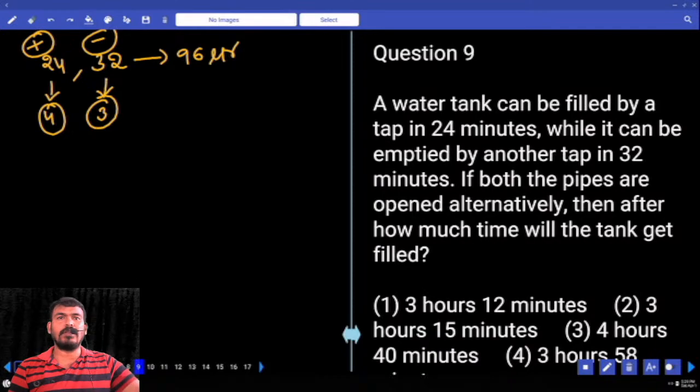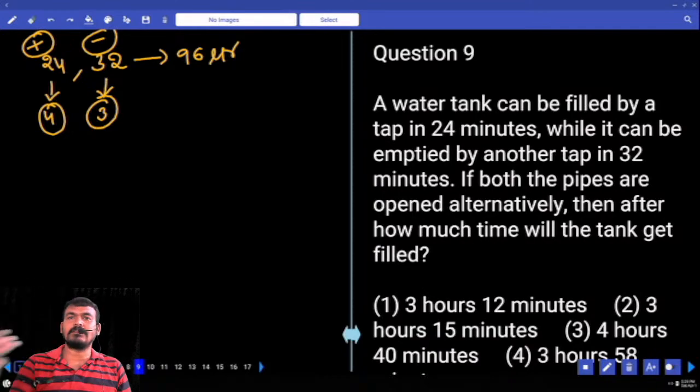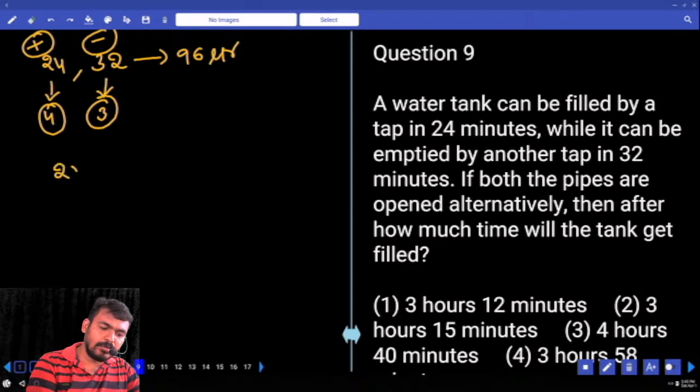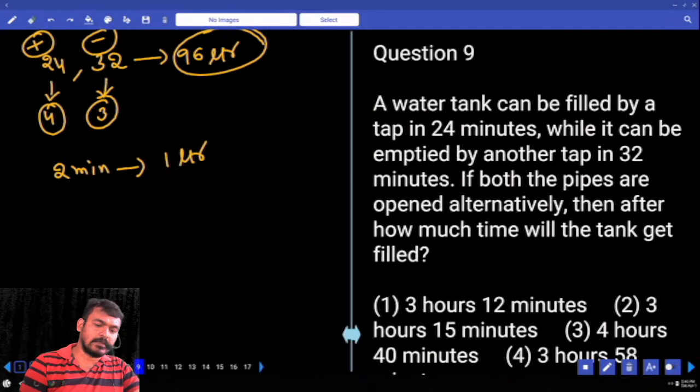First 1 minute, 4 liters are added. Second 1 minute, 3 liters are emptied. Then after every 2 minutes how many liters are filled? 1 liter. What is the total tank capacity? 96 liters. How many times is it?